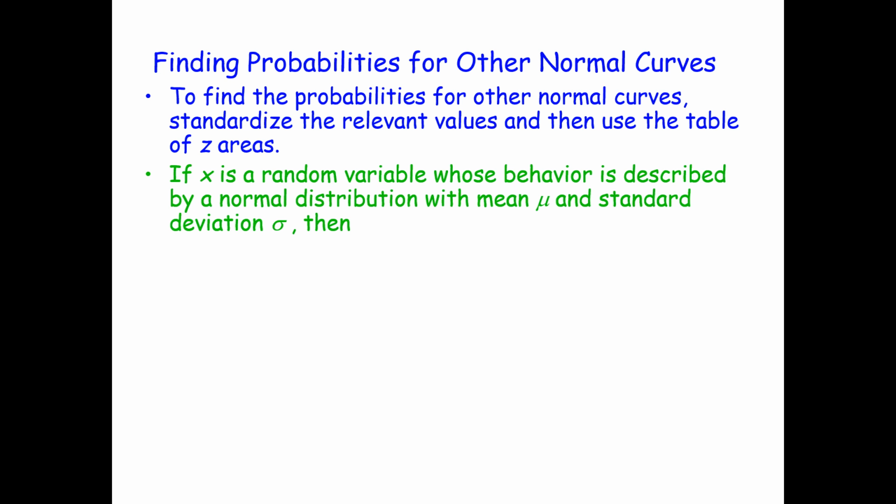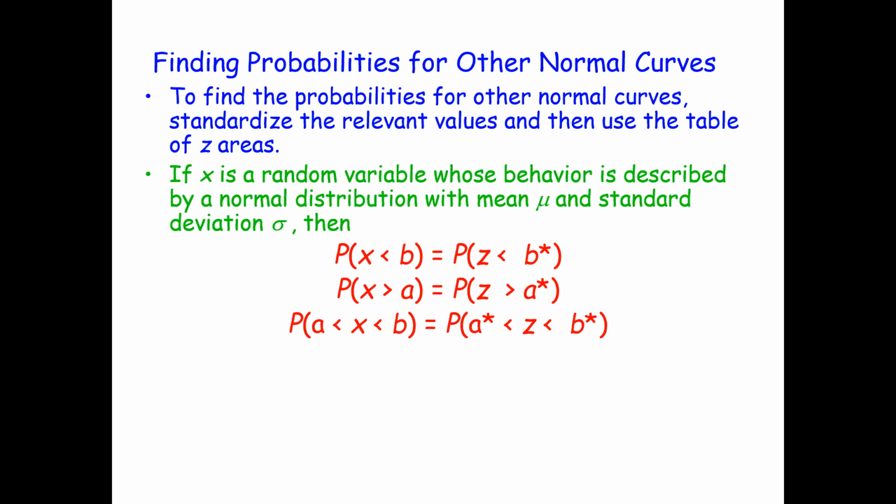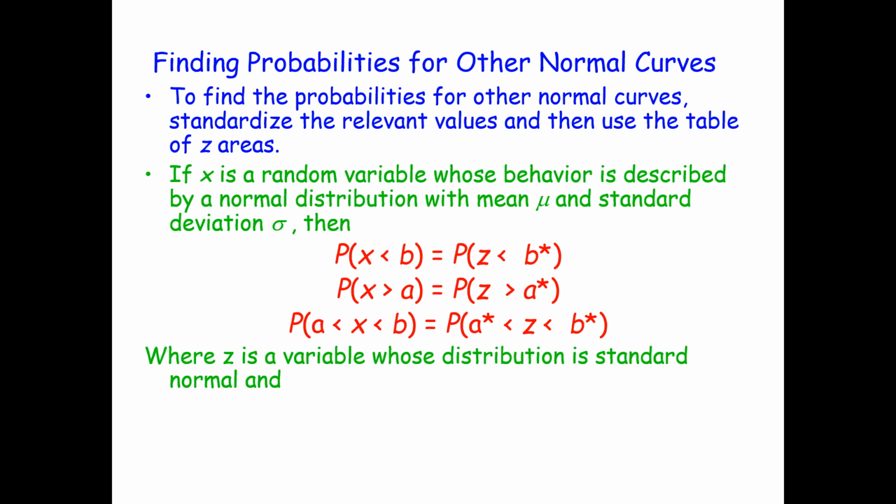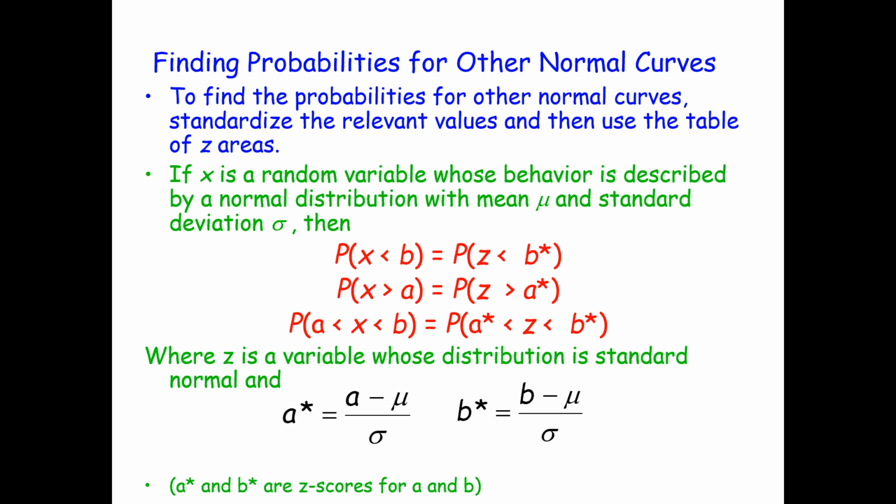Now, if x is a random variable whose behavior is described by a normal distribution with a mean of mu and a standard deviation of sigma, then you can say that the probability of x being less than b is equal to the probability of z being less than b star, and that the probability of x being greater than a will also equal the probability that z is greater than a star, and that the probability of x being between a and b is equal to the probability of z being between a star and b star, where z is a variable whose distribution is standard normal and a star, (a minus mu) divided by sigma, and b star, (b minus mu) divided by sigma, represent the z-scores for a and b.